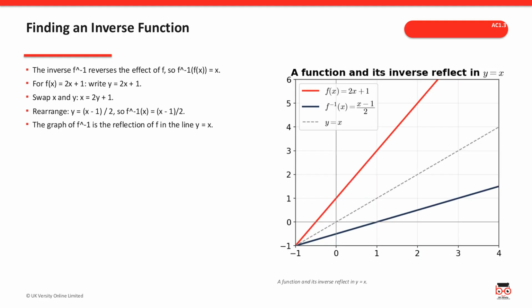An inverse function simply undoes what the original did. For f(x) = 2x + 1, we write y = 2x + 1, then swap x and y to get x = 2y + 1. Rearranging for y gives y = (x − 1)/2, so the inverse is (x − 1)/2. On a graph, a function and its inverse are mirror images in the line y = x.